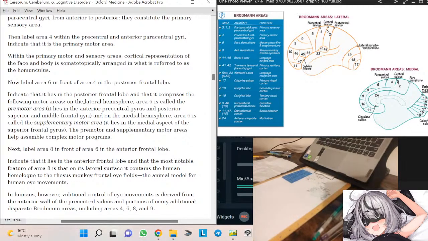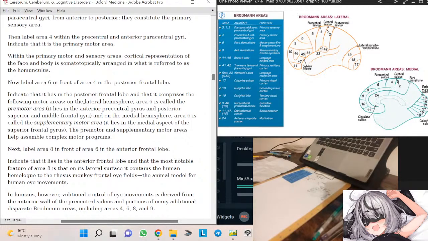Now label area 6 in front of area 4 in the posterior frontal lobe. Indicate that it lies in the posterior frontal lobe and that it comprises the following motor areas. On the lateral hemisphere, area 6 is called the premotor area. It lies in the anterior precentral gyrus and posterior superior and middle frontal gyri. On the medial hemisphere, area 6 is called the supplementary motor area. It lies in the medial aspect of the superior frontal gyrus. The premotor and supplementary motor areas help assemble complex motor programs.